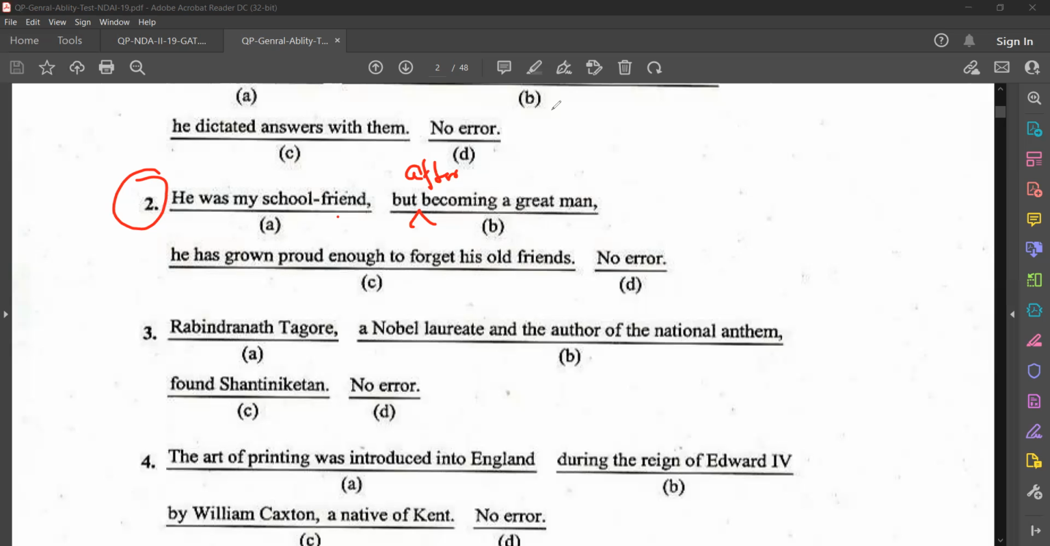Next is the third question. Rabindranath Tagore, a Nobel laureate and the author of the national anthem, found Shanti Niketan. Which part of the sentence is wrong?